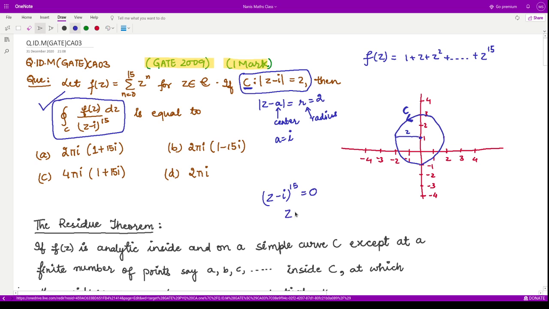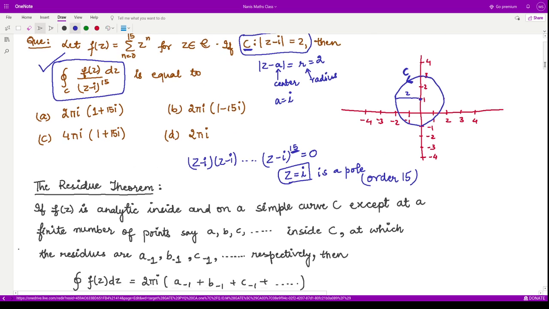So clearly this point z is equal to iota forms a pole. This is a pole, and the order of this pole is 15. Why 15? Because here you can see the power 15, so you have the factor z minus iota 15 times in the denominator, right? So we found z is equal to iota is a pole of order 15, and obviously this point lies inside this region. So we have to calculate the residue at this point z equal to iota.